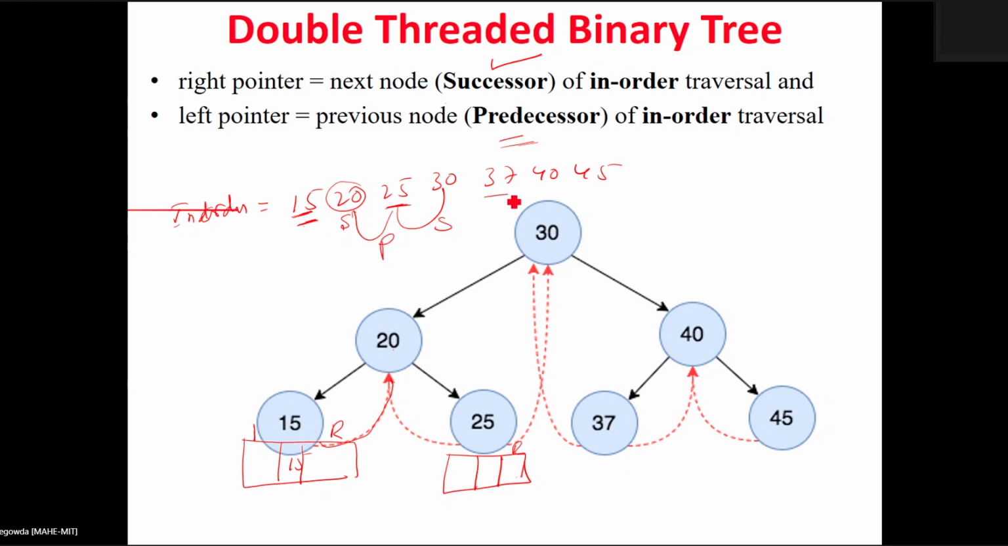Similarly, if you look at the 37, the in-order successor is 40, so the right link of this 37 should hold the address of 40. And similarly, the same thing holds good for the remaining nodes also.